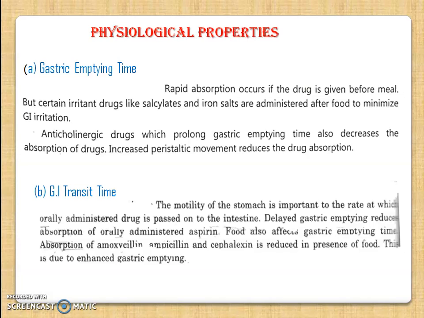GI transit time. The motility of the stomach is important to the rate at which an orally administered drug is passed on to the intestine. So delayed gastric emptying time will ultimately reduce the absorption of orally administered aspirin. Food also affects gastric emptying time. Absorption of amoxicillin, ampicillin and cloxacillin is reduced in the presence of food. This is due to the delayed gastric emptying time.